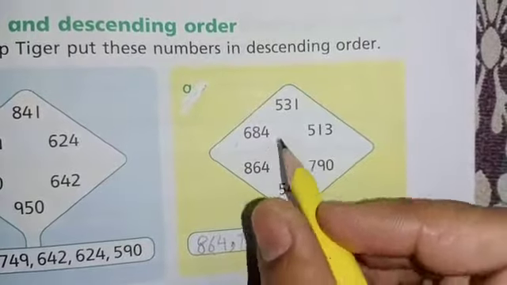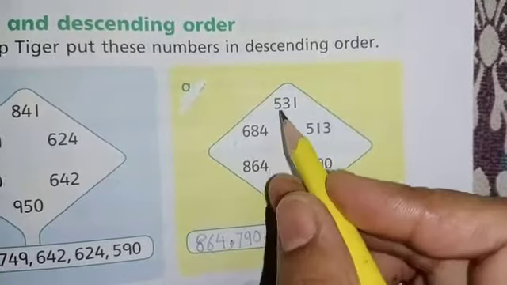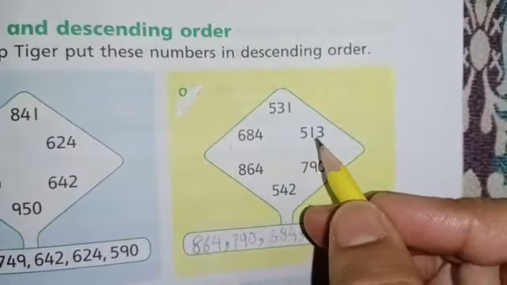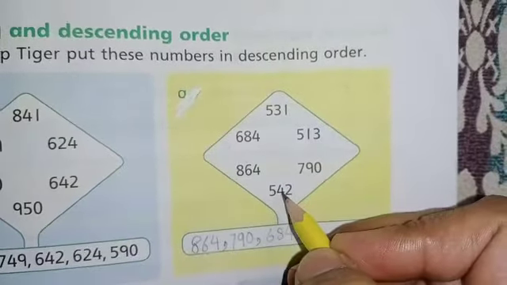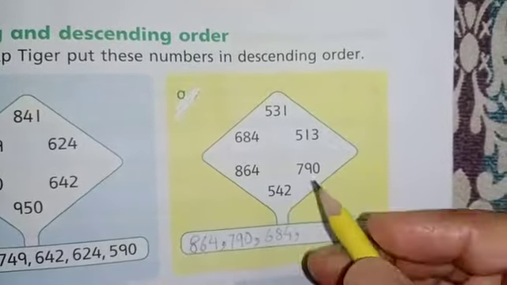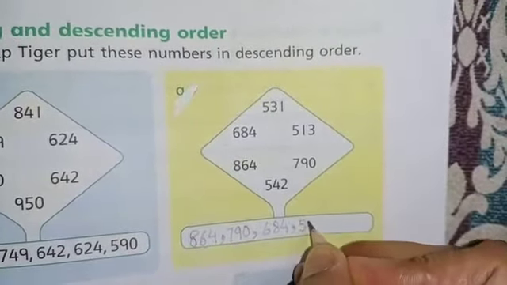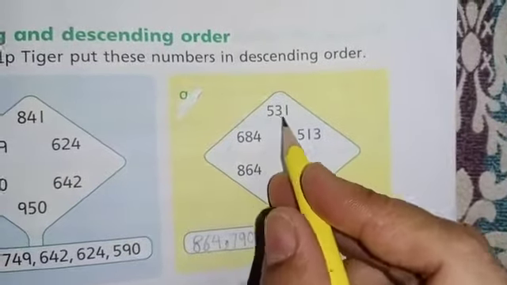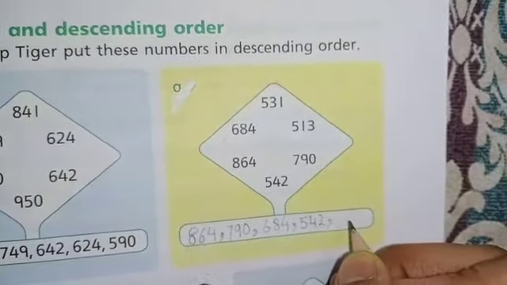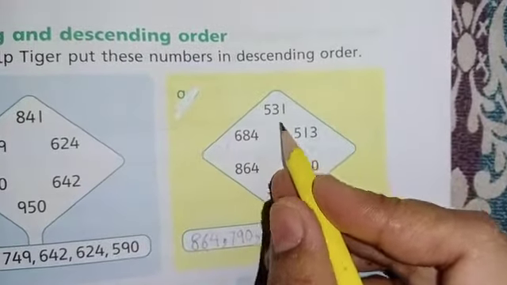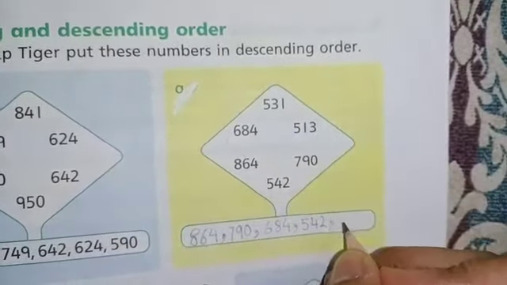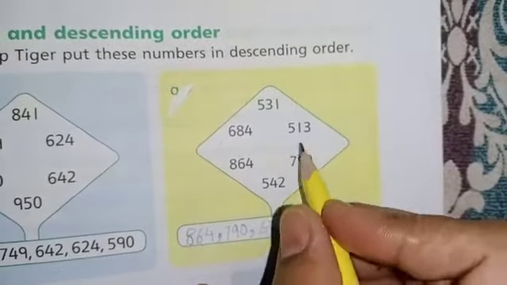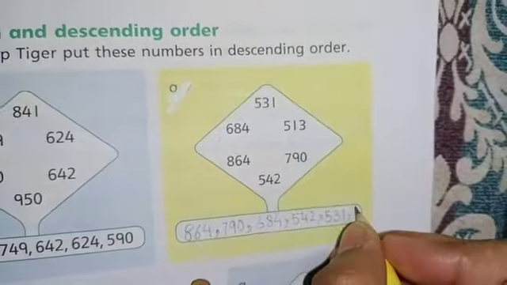Look at the hundreds value. Here we have the same numbers, 5, 5 and 5. Now we compare the tens value. Here we have 3 tens, here we have 1, and here we have 4. So now we write 542. Next is 531, because 3 is bigger than 1. So we write 531, and the last number, which is the smallest number, is 513.